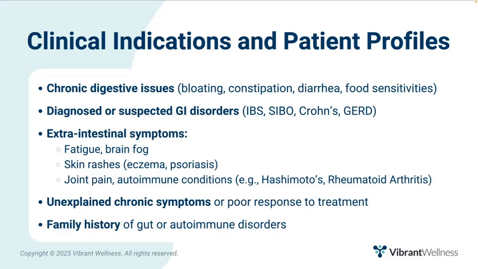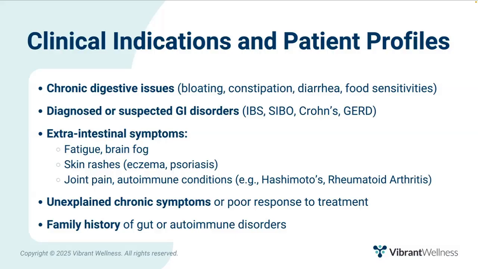Consider ordering this test for patients presenting with signs of gut dysbiosis or systemic inflammation, especially those with chronic digestive symptoms like bloating, constipation, diarrhea, or food sensitivities. Also, patients diagnosed with or suspected of having gastrointestinal disorders such as IBS, SIBO, Crohn's disease, or GERD, as well as patients with extra-intestinal symptoms including fatigue, brain fog, skin conditions like eczema or psoriasis, and metabolic or autoimmune conditions such as Hashimoto's thyroiditis or rheumatoid arthritis.